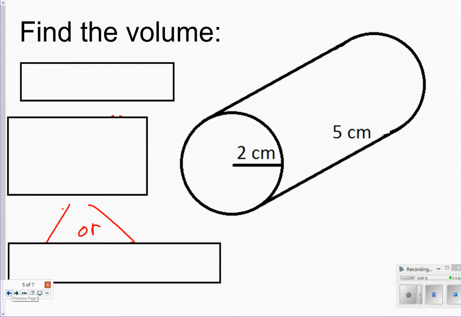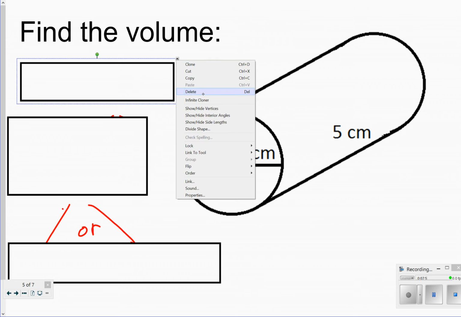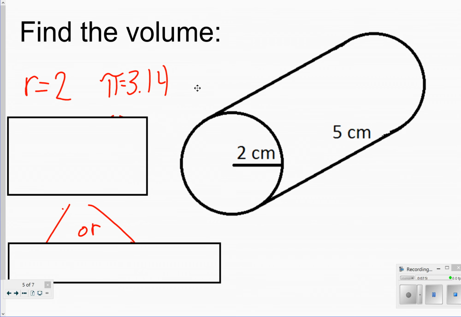All right, let's try another one. Find the volume of this cylinder. As we can see, we have 2, and that would represent our radius. Very good, because it's only going halfway across our circular base. And then from base to base is our height number, and in this case it's 5. So here we have the information we need. Let's identify it. We know that the radius is 2 and that pi is approximately 3.14.